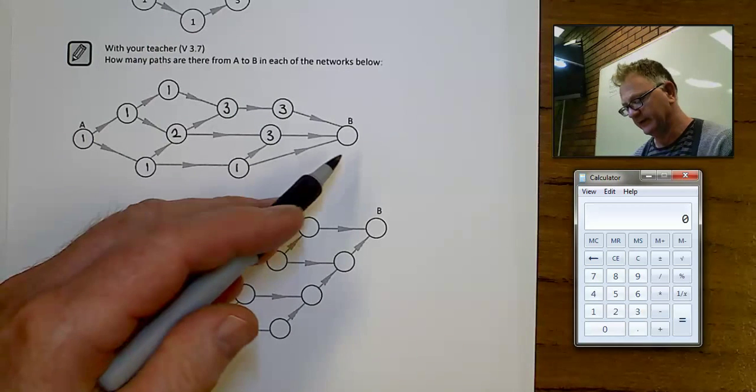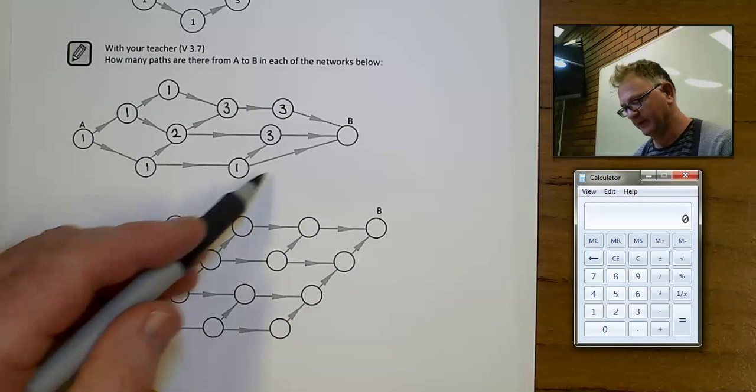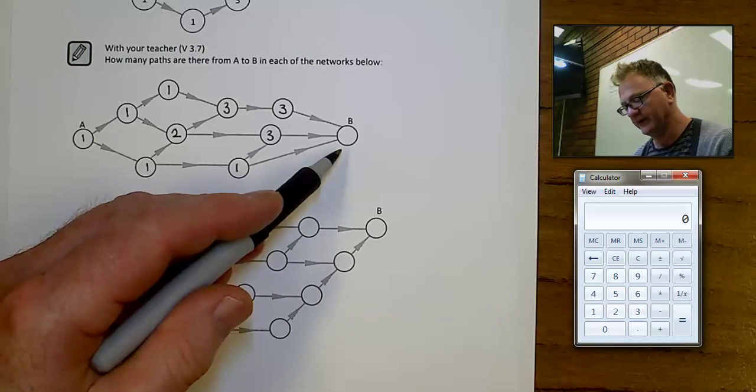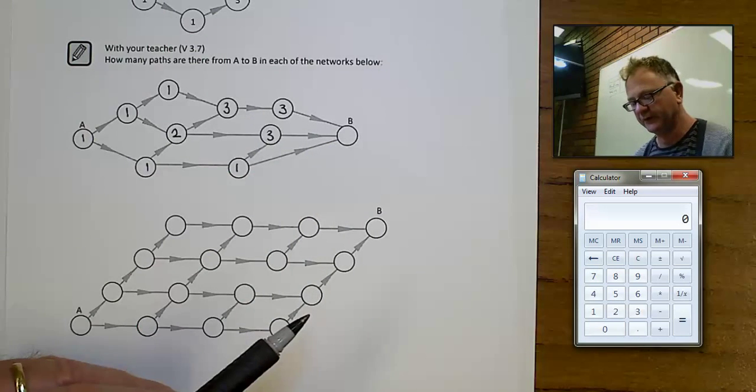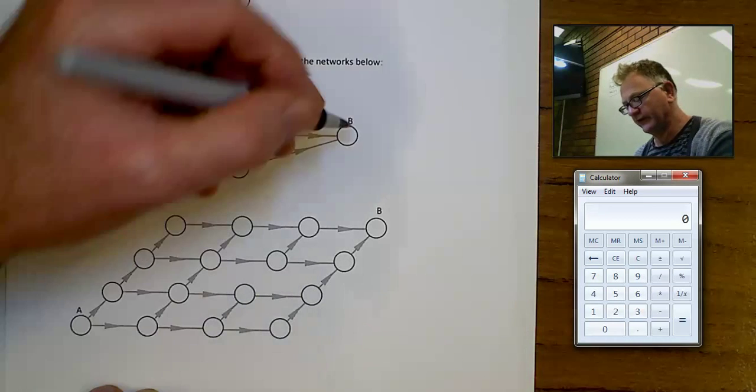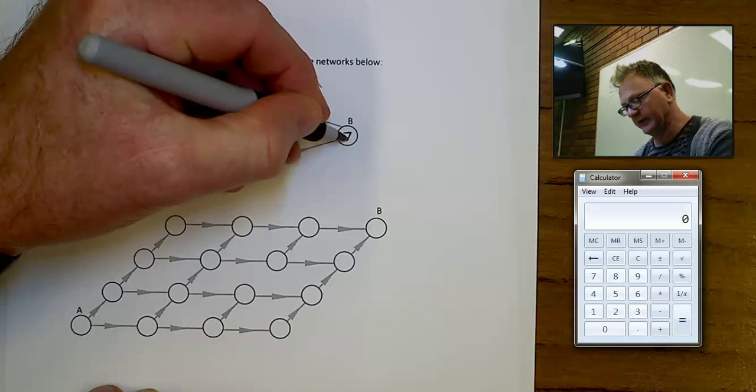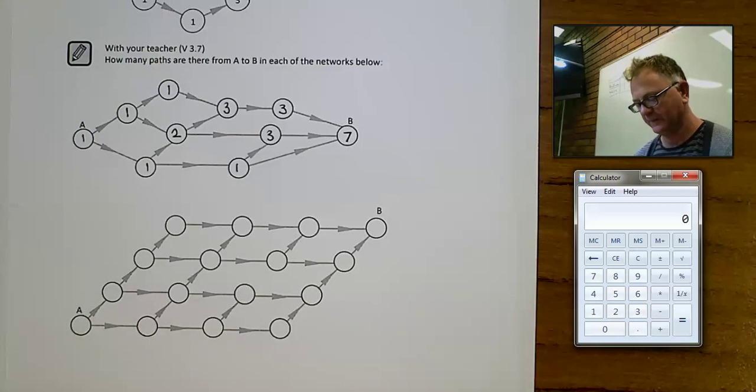Now to get to B you could come in from here, so there's one way there, 3 ways of getting to this point and 3 ways of getting to this point, all added together there are 7 ways of getting to B from A.